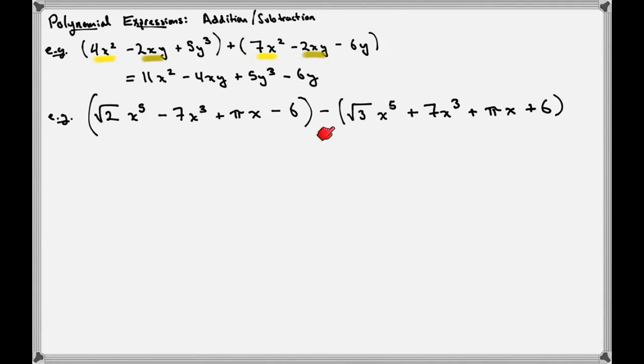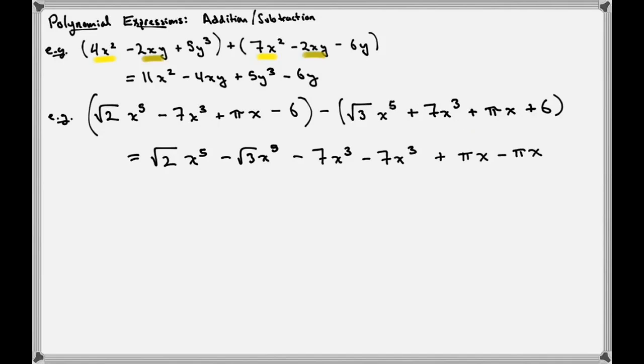Now I'm subtracting these two things, so I look for like terms. And I need to remember here to subtract them. So distributing the sign through, it'll be square root of 2 minus cube root of 3, and both of them are x to the 5th. So those are like terms. Then I have minus 7x cubed, and then I'm going to distribute the minus here. I'll have another minus 7x cubed. Notice it looks plus here, but remember to distribute that sign. Next one is pi x, and then I have to subtract pi x. And then I have minus 6 here, and I'm going to subtract another minus 6.